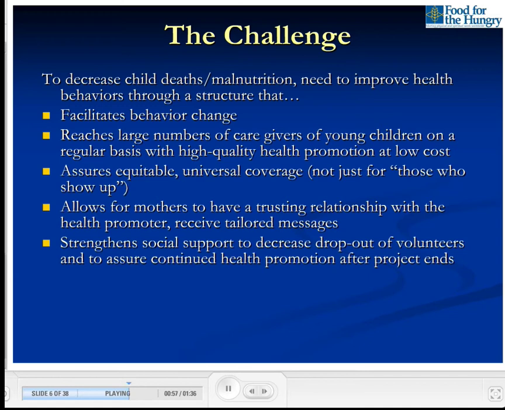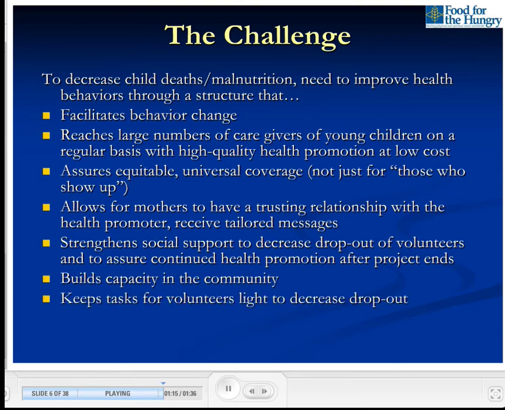It needs to strengthen social support to decrease dropout of volunteers and also to assure continued health promotion after the project ends. That strong social support also does a lot in terms of building women's empowerment. It needs to build capacity in the community and keep tasks for volunteers light to decrease dropout of those volunteers. It should use few paid staff if we want to have a low cost per beneficiary as well. We believe the care group does this.